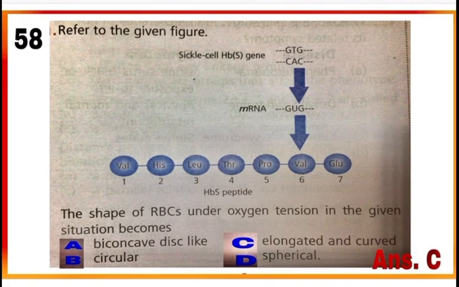Question 58. Refer to the given figure. The shape of RBCs under oxygen tension in the given situation becomes. Option C is correct. The shape of red blood cells in this condition will become elongated and curved and lead to a disease called sickle cell anemia.